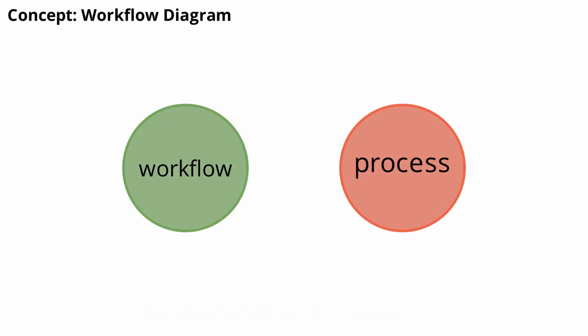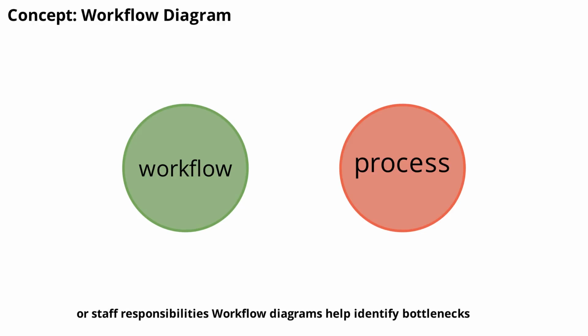A workflow diagram maps out the sequence of tasks and processes in a restaurant. It can illustrate kitchen operations, order processing, or staff responsibilities. Workflow diagrams help identify bottlenecks, improve efficiency, and ensure everyone knows their role. They are valuable tools for training and daily management.